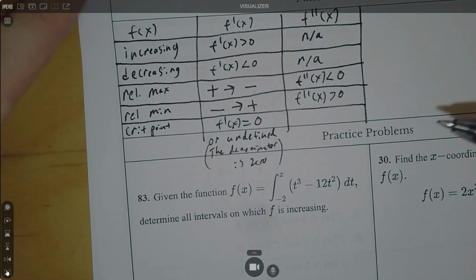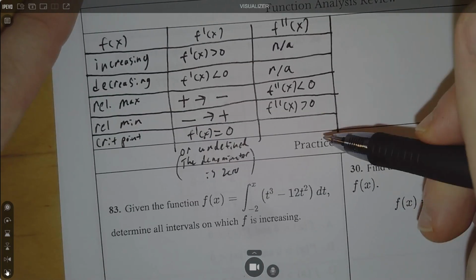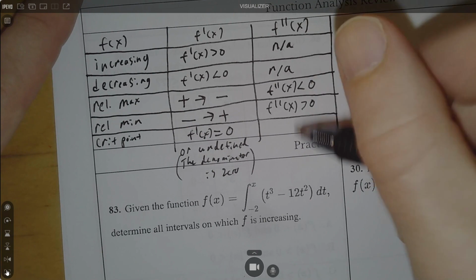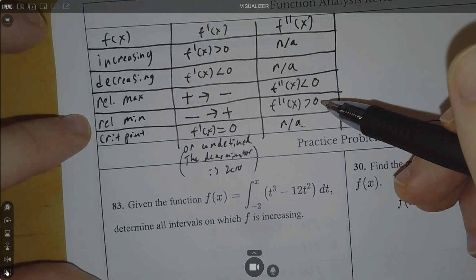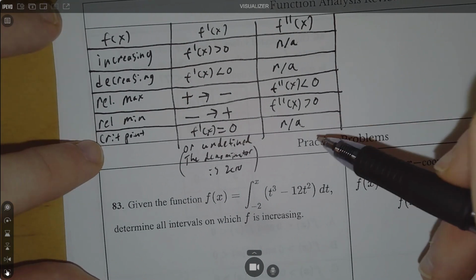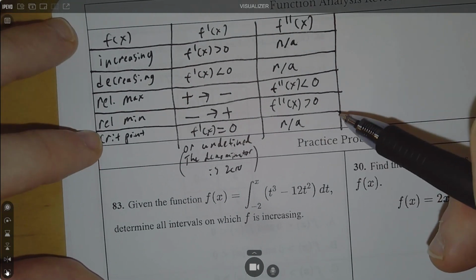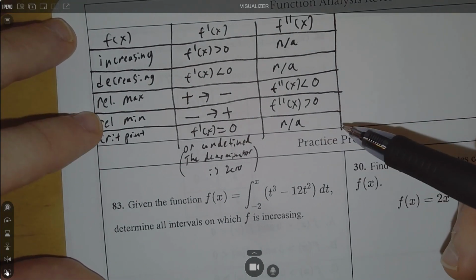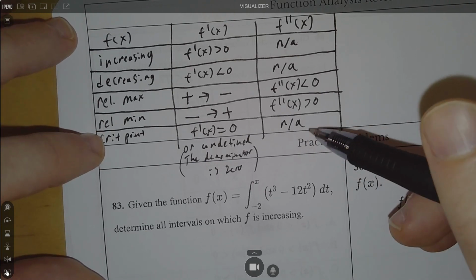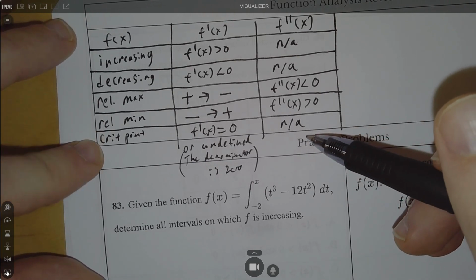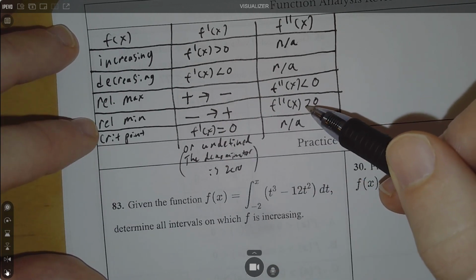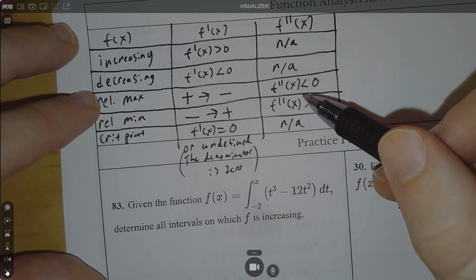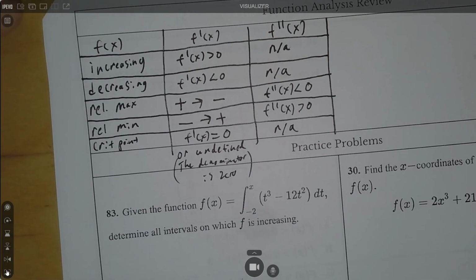And what about the second derivative? This is not applicable here. A second derivative only tells us about relative min and relative max. It can tell us if a critical point is a relative min or a relative max, but a critical point itself doesn't help us with that. Does that make sense? If you find the critical points and then you find that the second derivative is positive, you know it's a relative min. If it's negative, you know it's a relative max, but it doesn't help us specifically with critical points.